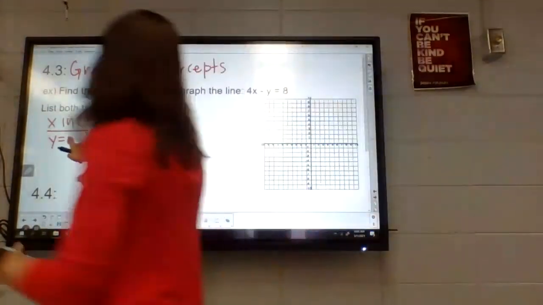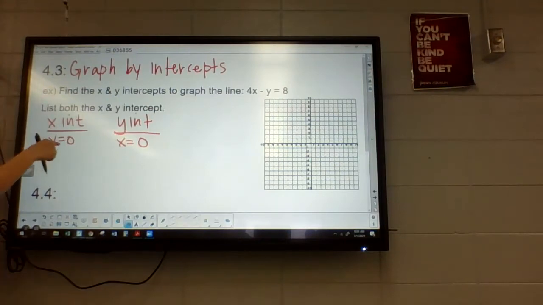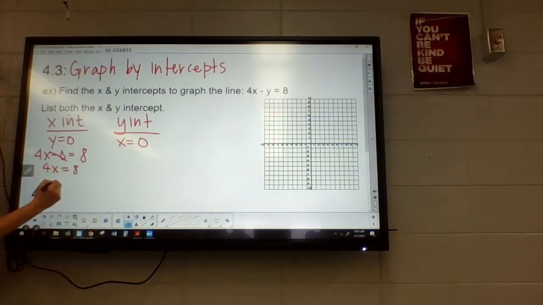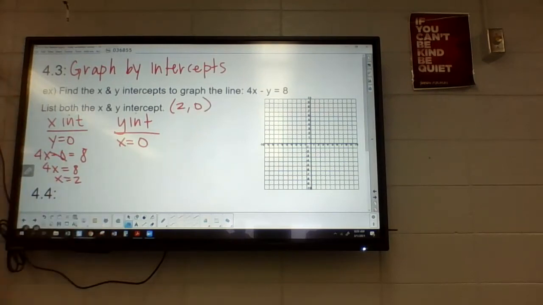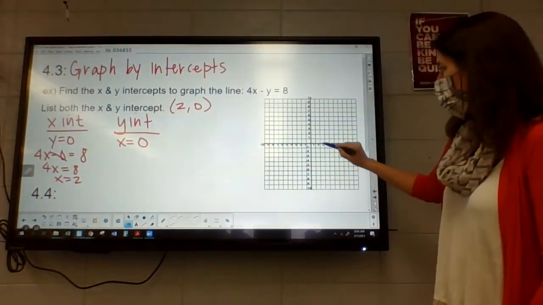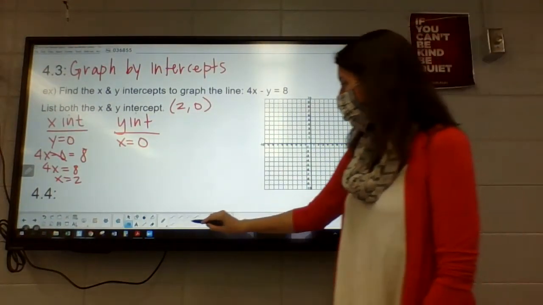So this one, I put 0 in for my y. So I'm going to put 0 in for y to that equation. The good news is with putting 0 in for a variable, it's a really easy equation to solve because this just cancels. So I get 4x equals 8. So what does x have to equal? 2. So my x-intercept is 2, 0. So I can put that on my graph already. A little too small.